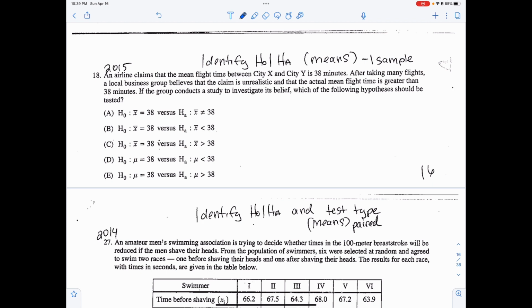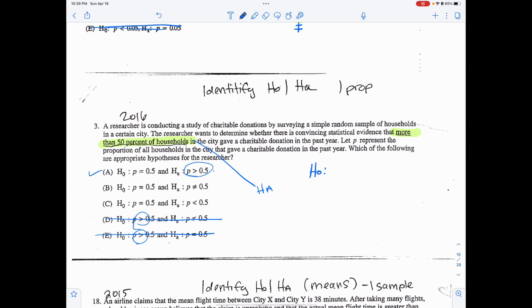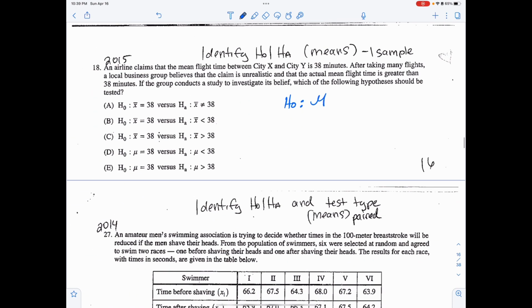An airline claims, before I even read this, let's go ahead and look here. Remember, for the ones that we were just doing up here, Ho is always for proportion p. For now, we're doing means, so remember it's mu. So as soon as I look here, I can get rid of these three immediately. So it's always mu equals. So that could either be this one or this one.